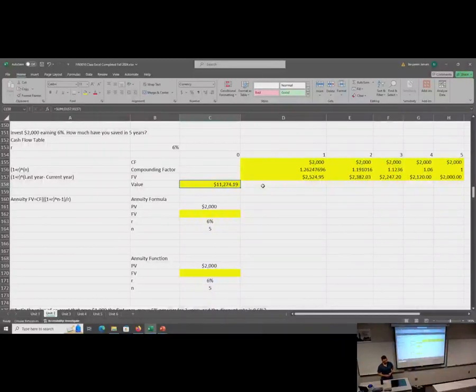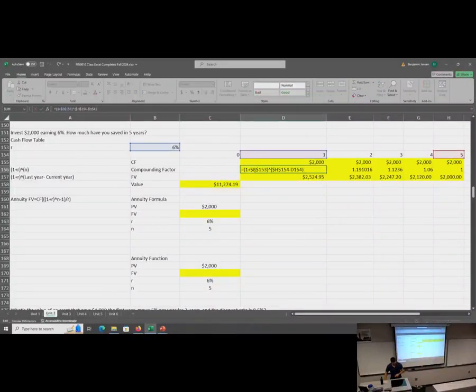Yes? Can you click on one of the compounding factors? Yeah. It's equal to 1 plus the compounding rate, fixing reference there, raised to the difference between the last year, 5 years from now, and fixing reference there, minus the current year.